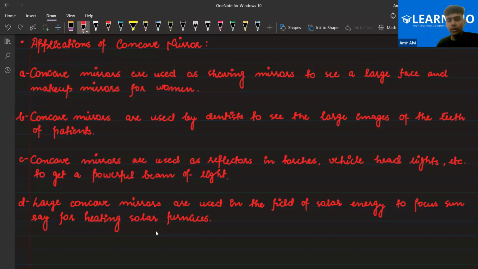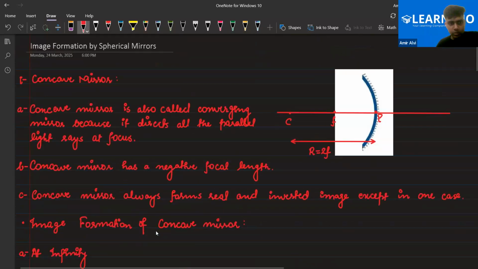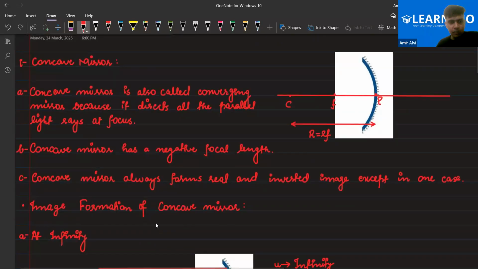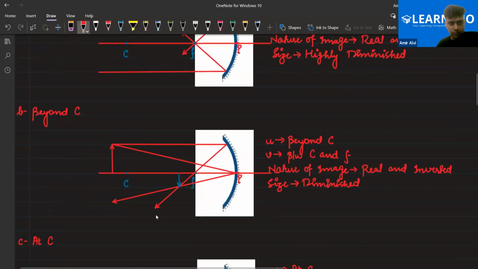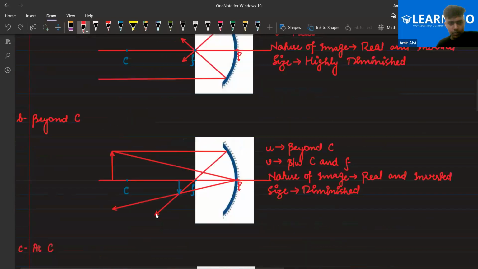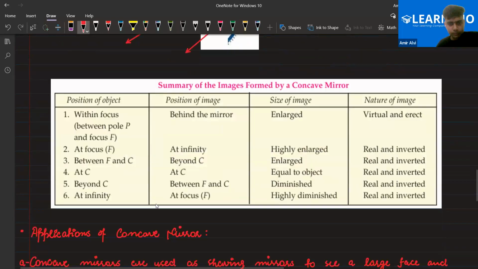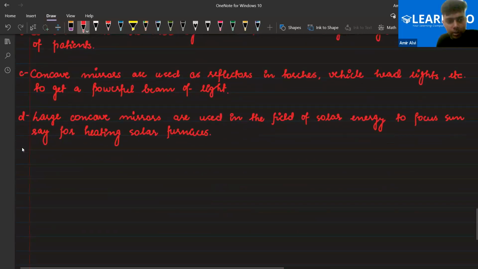Have you done with the written part, everyone? बस ये रुक जाओ जरा, मुझे चेक करने दो. ठीक है, कॉन्केव मिरर हो चुका है. ठीक है. This one, ठीक है. So it's all about concave mirror. ठीक है.